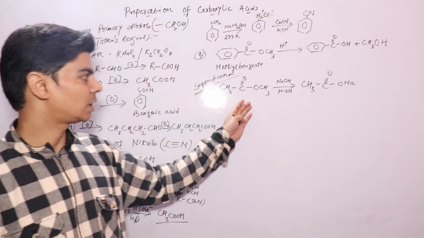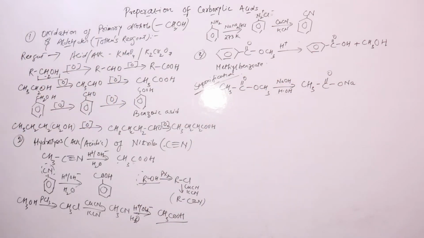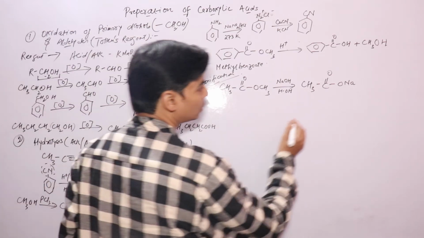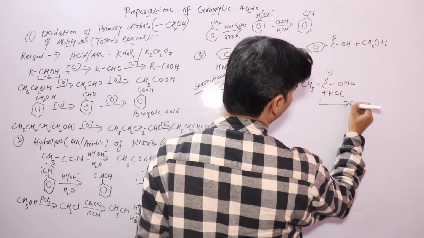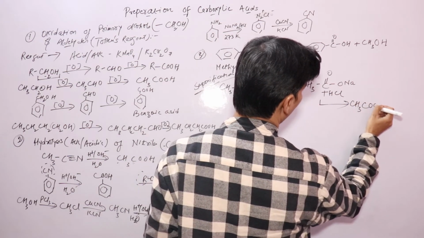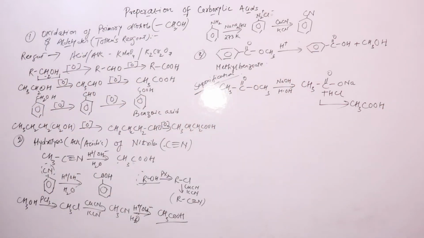Right, hydrolysis of carboxylic acid in presence of base is saponification. First it will form a salt, and this salt will undergo acid hydrolysis to give you acid. Now this will undergo acid hydrolysis, and it will form CH3COOH. This is simple.